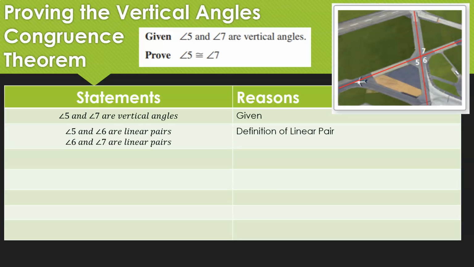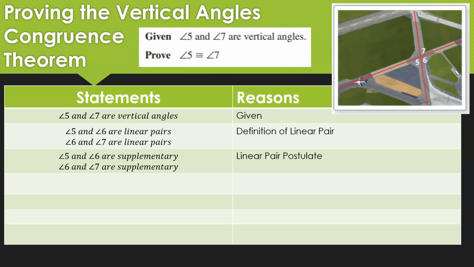Then I have that angle 5 and angle 6 are a linear pair. So 5 and 6 are together on this map to make a straight line. And 6 and 7 are also together to make a straight line. They have to be touching to be a linear pair. Then I have angle 5 and angle 6 are supplementary, and angle 6 and angle 7 are supplementary. This is by the linear pair postulate. So going back to the notes we did last week, remember that anything that's a linear pair is always supplementary.